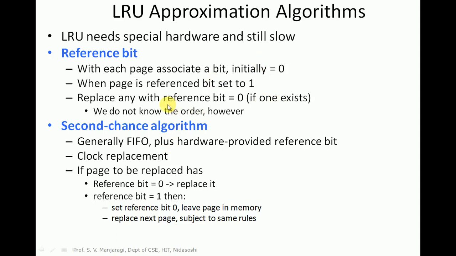The replacement will be very simple. Replace the page with reference bit 0. We need to choose a page whose reference bit is 0 for the replacement, but we will not know the order of the replacement. There is an improved version of this called the second chance algorithm. In this algorithm, it makes use of the first in first out page replacement algorithm here.